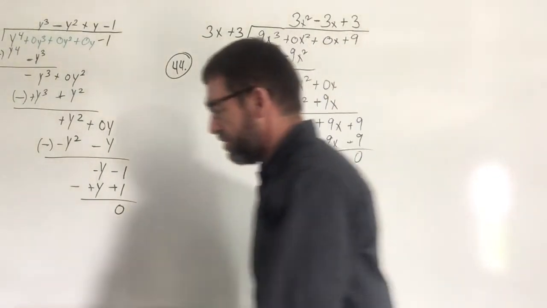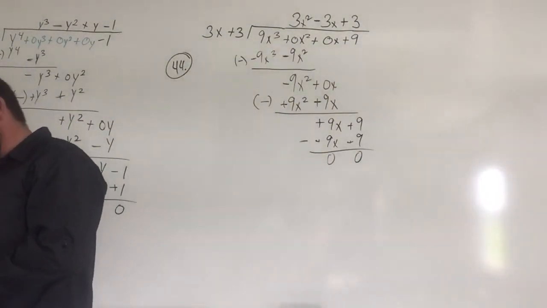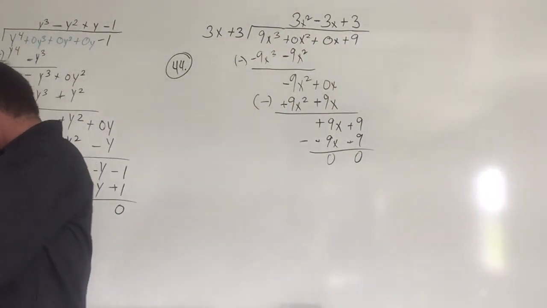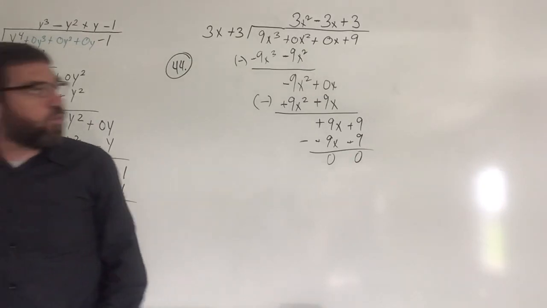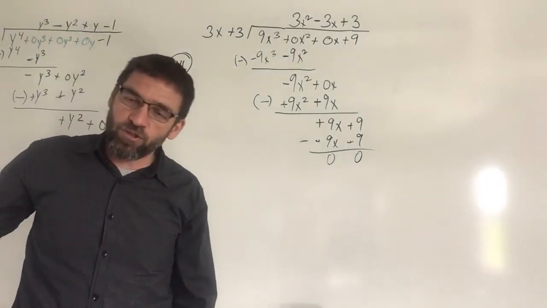Now let me check that out. 44, can't find it. 44, 3x squared, negative 3x. Yes, that is the correct answer.